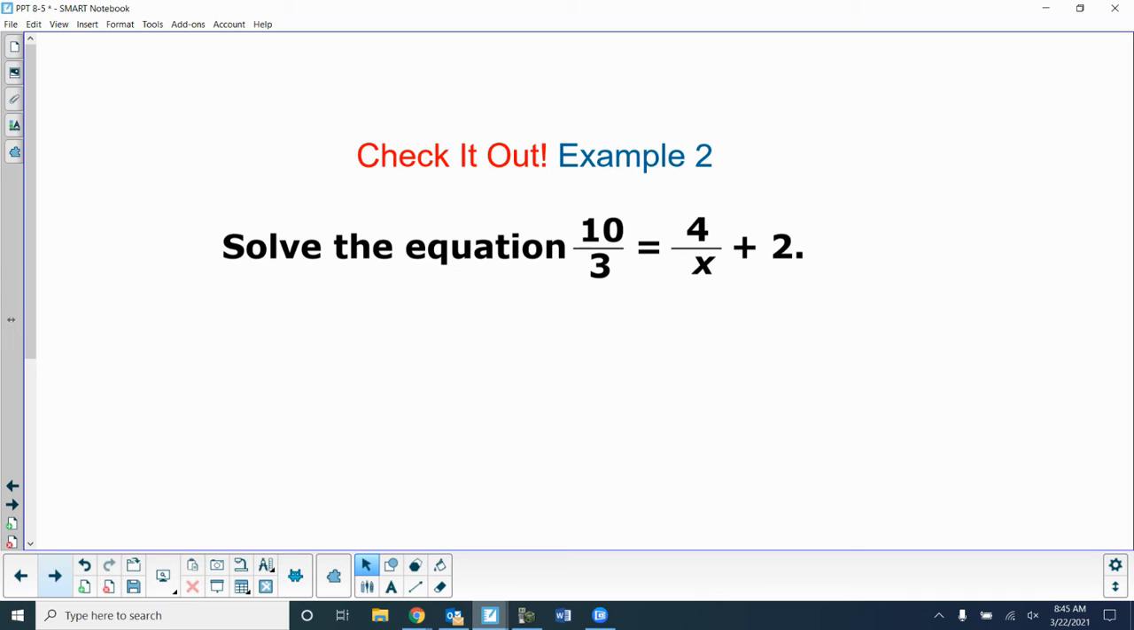Again, figure out the common denominator and multiply everything by that common denominator.